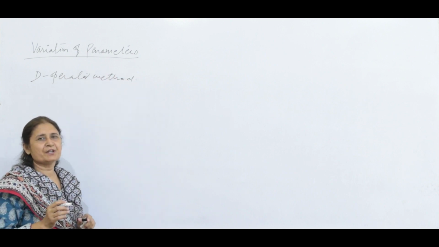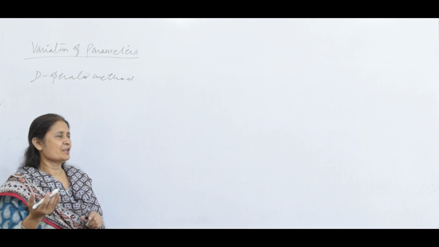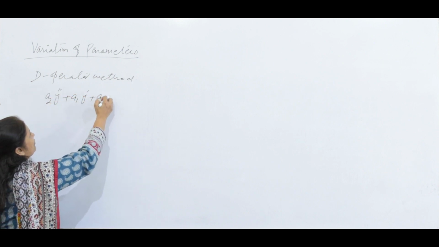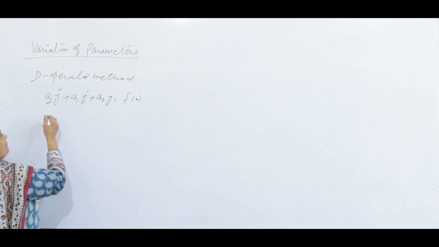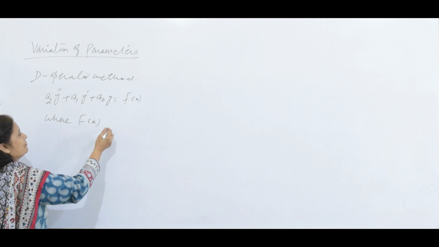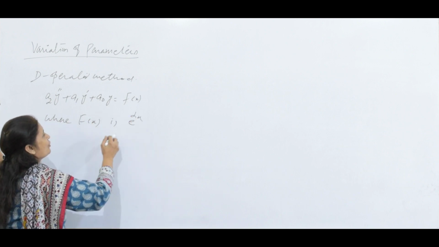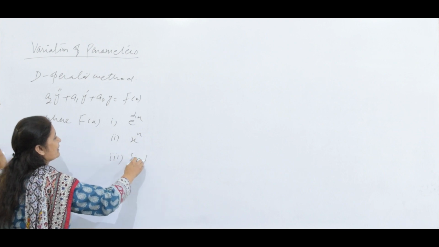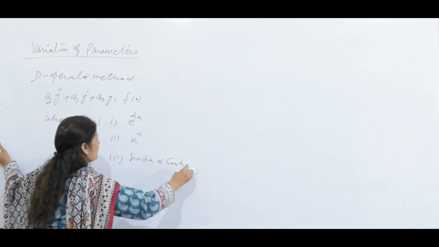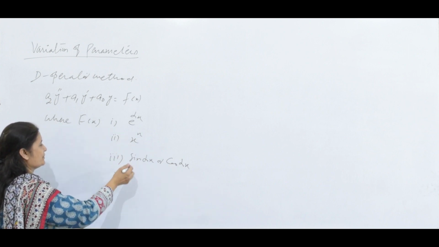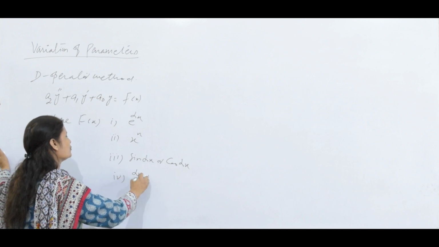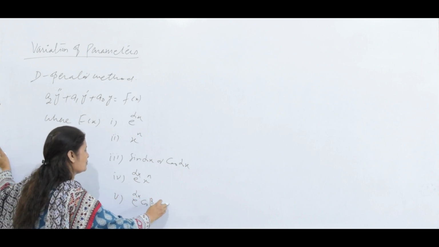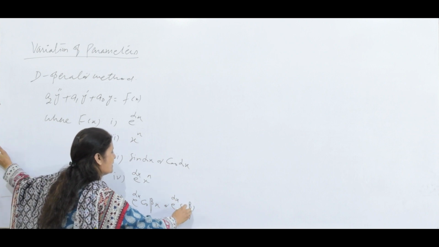We have discussed the D operator method in which we have solved the second order linear non-homogeneous differential equation of the form a2y double dash plus a1y dash plus a naught y is equal to f of x, where f of x might be, number one, an exponential function, or it could be a polynomial, or it could be sine alpha x or cos alpha x, or it could be a polynomial times e raised to the power alpha x, the product of two functions, and the fifth one e alpha x cos beta x or e alpha x sine beta x.